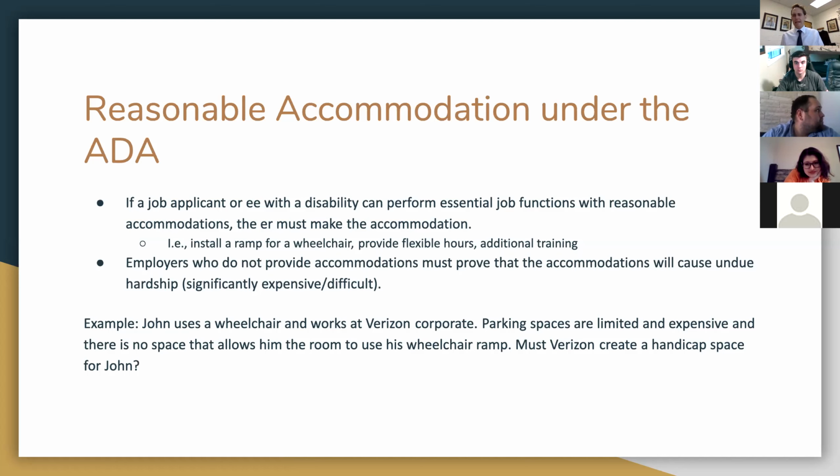All right, ADA. So now we get into disability discrimination. This isn't part of Title VII. The ADA is its own rule, but tracks a lot of the Title VII foundational rules.